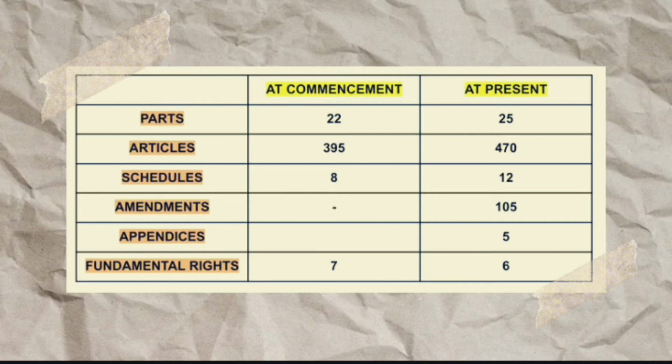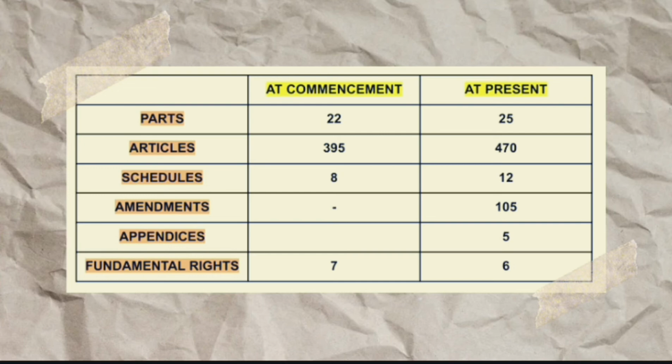Schedules are like those at the end of a book. Initially we had 8 and with 4 more additions we have 12 at present. Amendments refer to the changes in the Constitution. There can be addition, deletion or modification of any area in the Constitution.